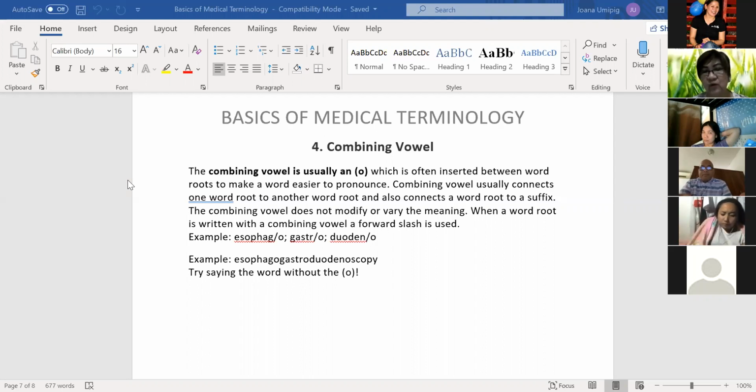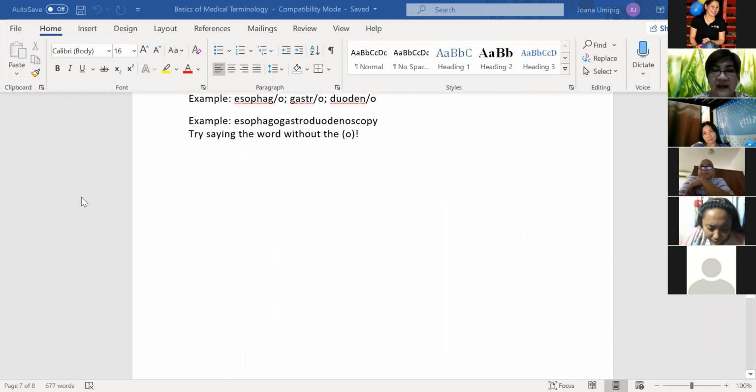Okay? So there we see our basic terminologies. If you are trying to say the word without the O, what will be the result? Isopag, gastri, doode. Okay? So you cannot form a term. There is no name or even a defined meaning, you cannot form it.